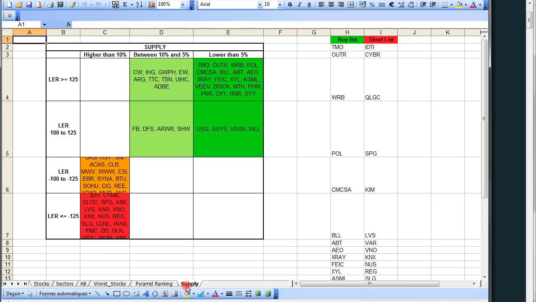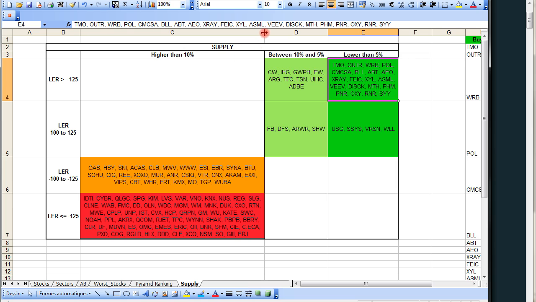And finally here you have the supply table. The supply table is simply a ranking of the stocks that are either in a weak supply or in a high supply. So here in green are the stocks whose supply is lower than 5%, but which can display a very strong accumulation. It means that money is moving into these stocks. I will expand this one here.